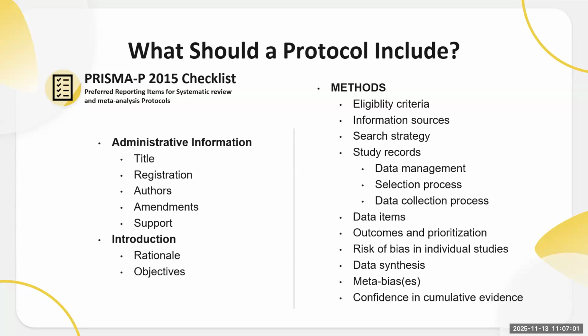Your protocol should include all of these things. In the left column, the administrative information and introduction are pretty straightforward. In the introduction section, rationale is where you provide background, you place your proposed review in the context of the existing scholarly landscape. It's your opportunity to explain why your review is needed, and if you found similar reviews, to explain how yours will differ or add to the existing knowledge.